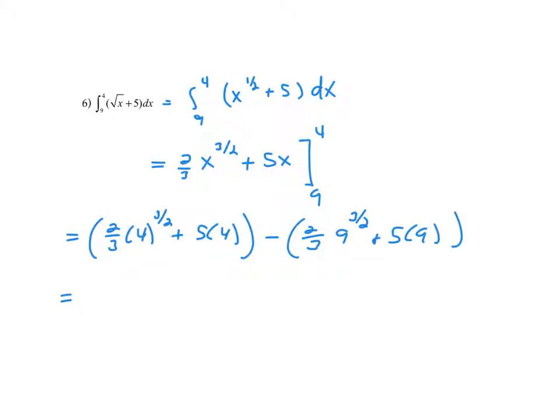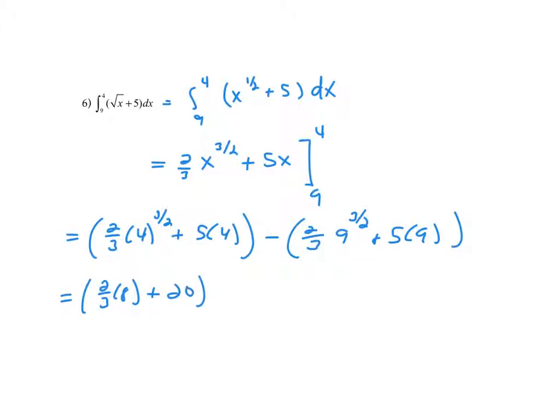4 to the 3/2, well, you take the square root of 4, that's the bottom number, and you get 2, to the third is 8. So we want to take 2/3 times 8 plus 20. 5 times 4 is 20.